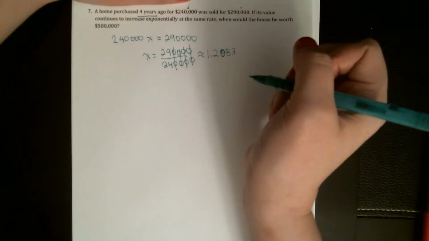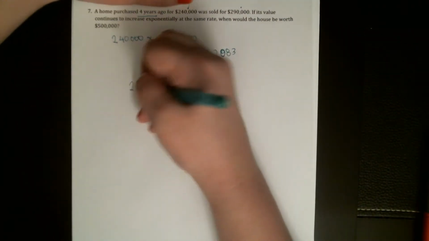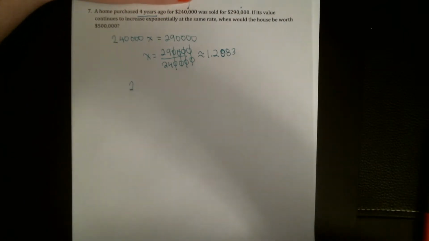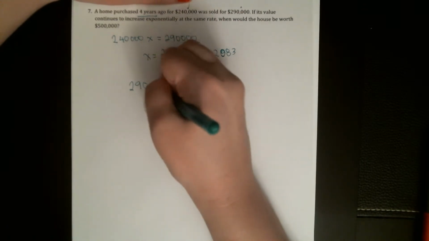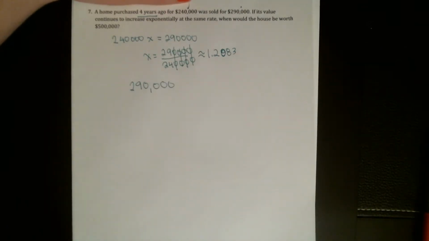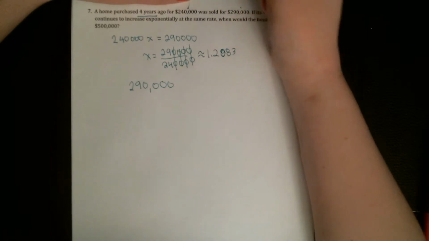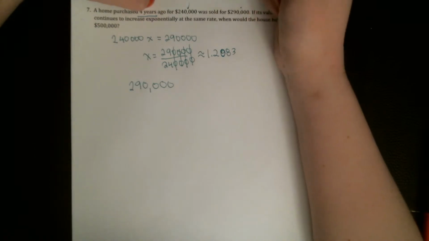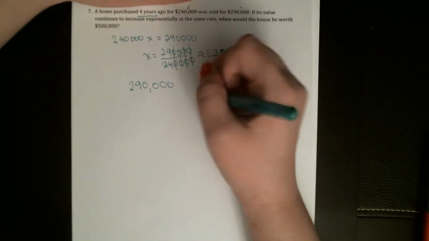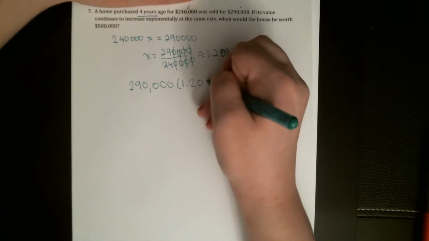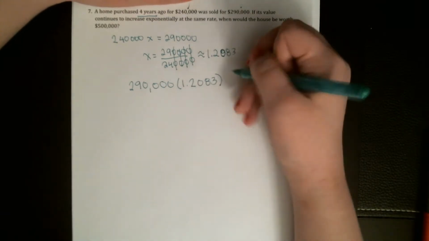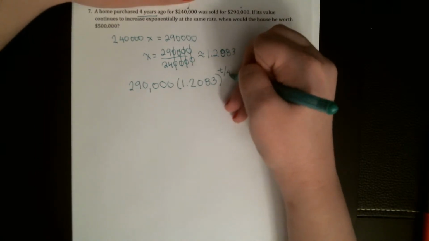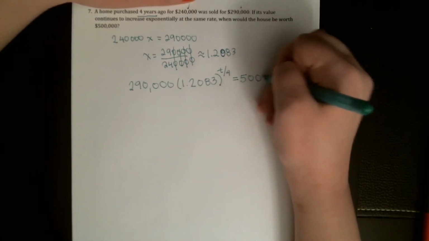So if I want to set up an equation for this, let me think about this. When will the house be worth $500,000? I'm going to start at 290 so that my starting year is now, and I can say how many years from now it will be worth 500,000. It would be okay to start at 240 as well. You'll just have to then word your answer as from the original purchase, how many years it takes to get up to 500,000. So I'm going to start at 290 and multiply by 1.2083 every 4 years, so this is a t over 4. And I'm interested in when that will get me up to 500,000.